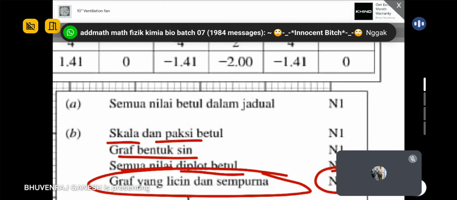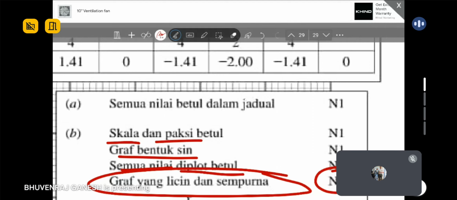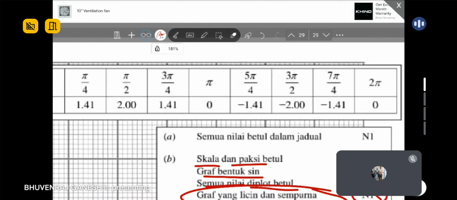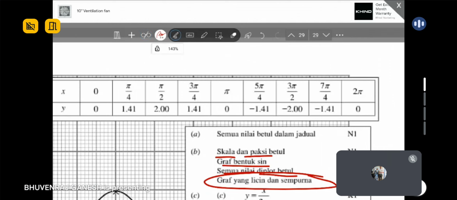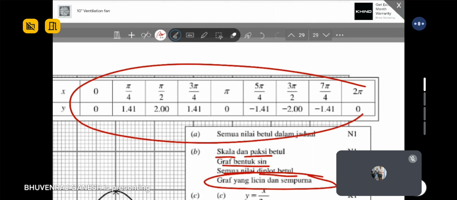Make sure your graph is very clear. And it must go through all the points. It must pass through all the points you plotted. Okay, here you plot many points, right? Based on your table, how many do you plot? The total is 9 points over here. So make sure your graph passes through all 9 points.